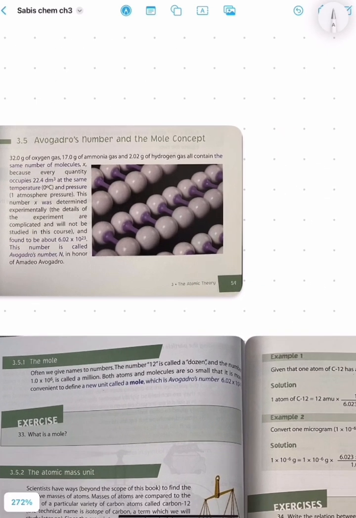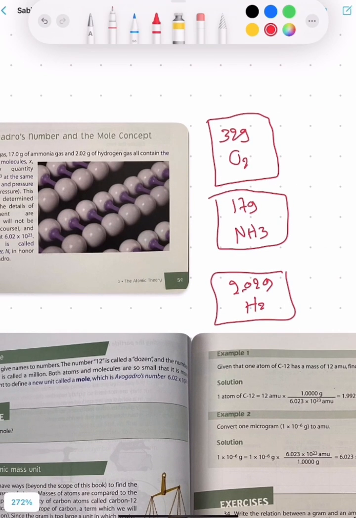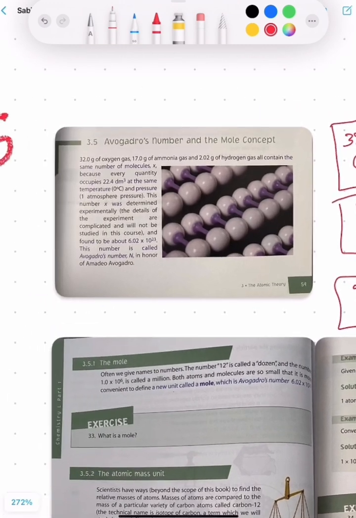Let's say we have 3 different containers. In the first container we have 32 grams of oxygen gas, in the second one 17 grams of ammonia, and in the last one 2.02 grams of hydrogen, but their volumes are 22.4 liters for all of them. Because they have the same volume, it means they have the same number of molecules, which is exactly this much. You have to memorize this number. This is Avogadro's number of molecules. You will use it later on.